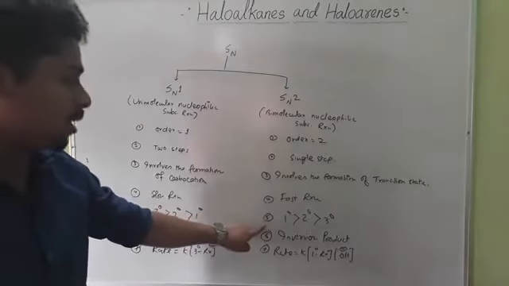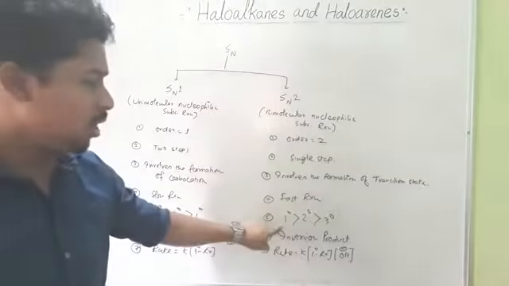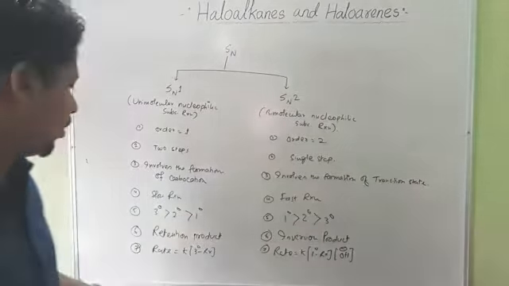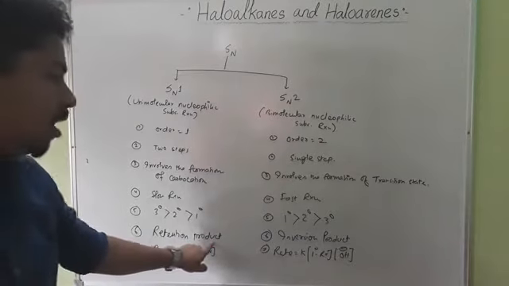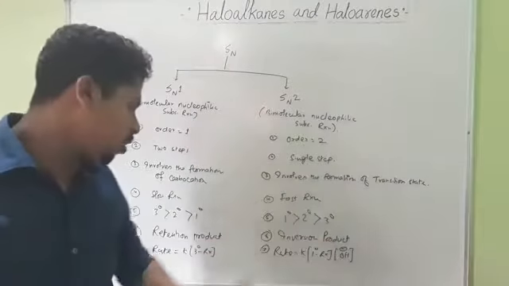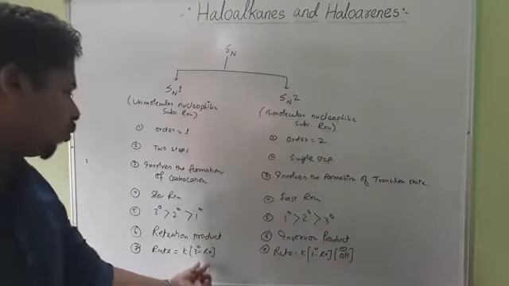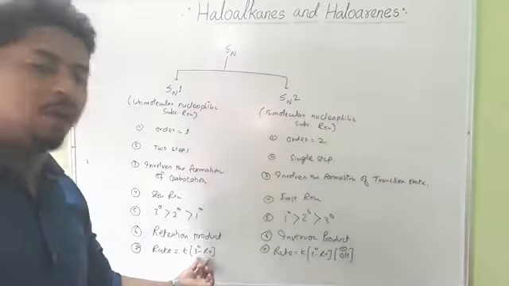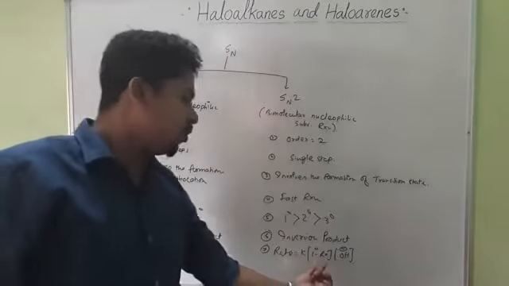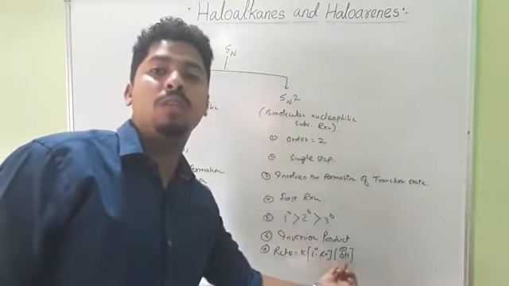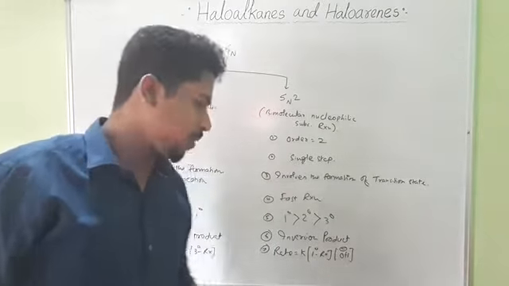But in the case of SN2, the order will be the reverse: 1 degree is greater than 2 degree, greater than 3 degree. Here, the SN1 reaction involves retention of product, but the SN2 reaction involves inversion of product. The rate of SN1 depends only on the 3 degree alkyl halide or haloalkane, but in SN2 the rate depends on the 1 degree alkyl halide and also on the nucleophile.